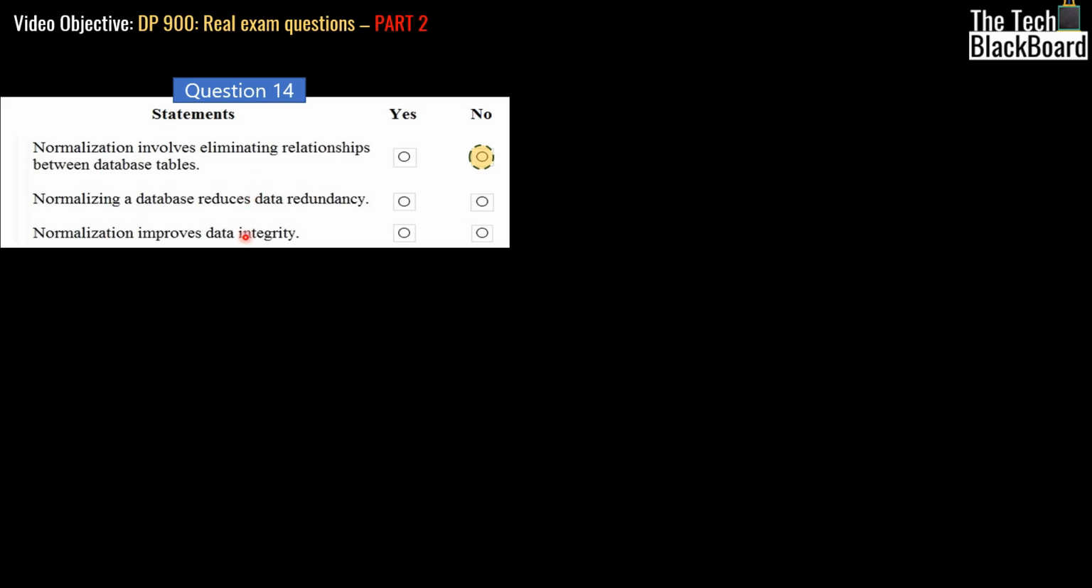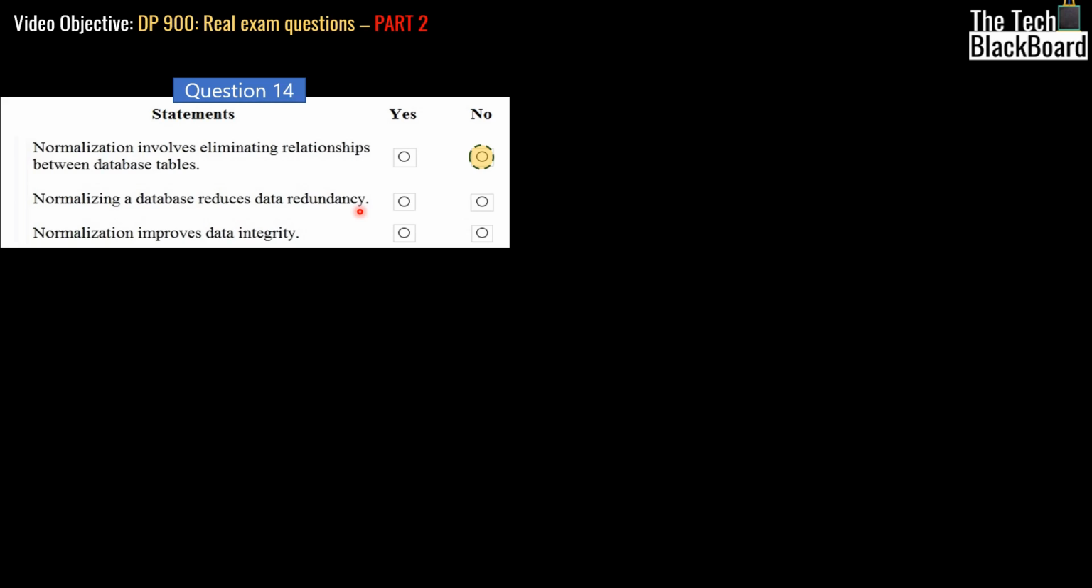Let's check out the second statement. The second statement says normalizing a database reduces data redundancy. Well, if you understand the concept of normalization, in normalization we have various steps or stages, you can say. We have first normal form, second normal form, third normal form, and so on and so forth. Normally we keep our data in a practical scenario in third normal form.